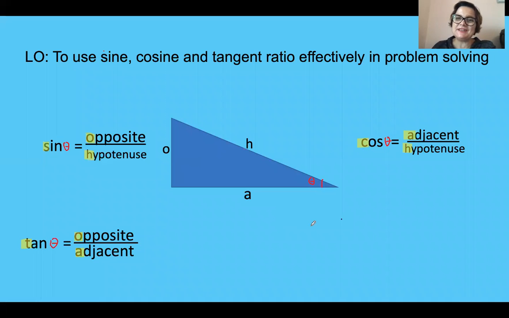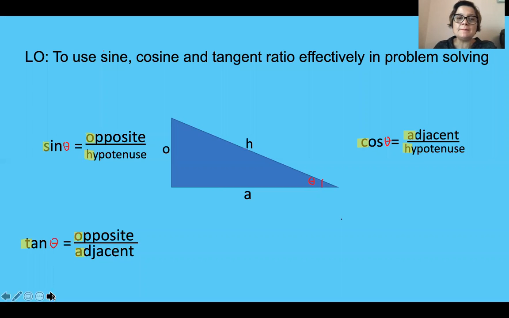Hello everyone. Today we are going to learn how to use the sine, cosine and tangent ratio effectively in problem solving. So here you have the formula: sine of angle theta is the length of the opposite side over the hypotenuse. Cosine theta is equal to the adjacent side over the hypotenuse, and tangent, which we learned in our previous lesson, is the length of the opposite side over the adjacent.